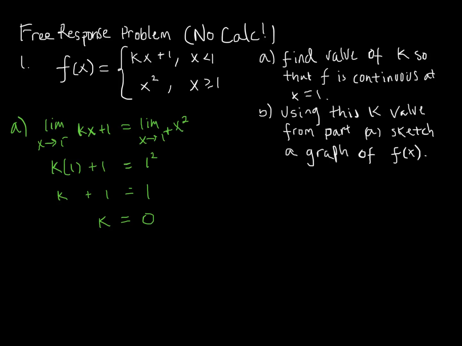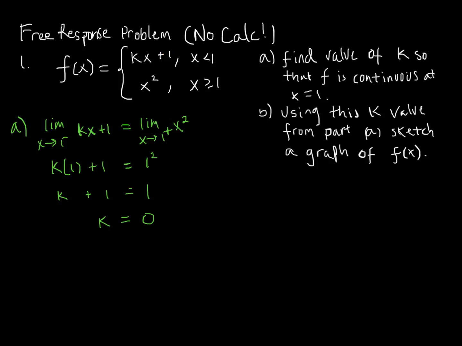Okay, so if k is equal to 0, then what will these limits be? Well, let's think about it. If k were equal to 0, then we'd have 0x plus 1. And 0 times x, that's just 0. So this is the constant function 1, right? y equals 1. It's a nice horizontal line.